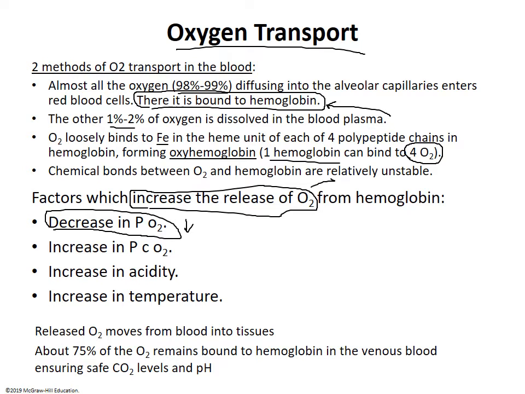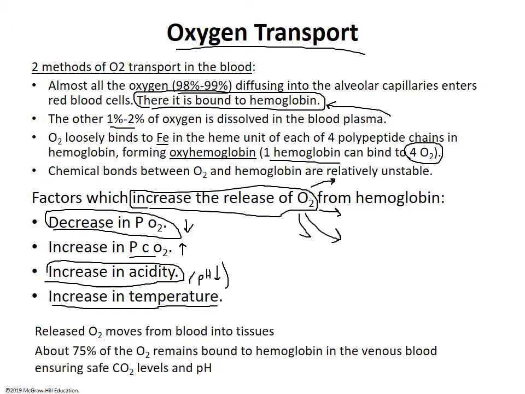When the partial pressure of oxygen decreases, hemoglobin is going to want to let go of oxygen. When the partial pressure of carbon dioxide increases, hemoglobin is going to want to let go of oxygen. An increased acidity, or said another way, and make sure you understand this, a decrease in pH. If I go from 7.4 to 7.35, I've decreased pH. So a decreased pH or an increase in acidity makes hemoglobin want to let go of oxygen. And finally, an increase in temperature makes hemoglobin want to let go of oxygen.